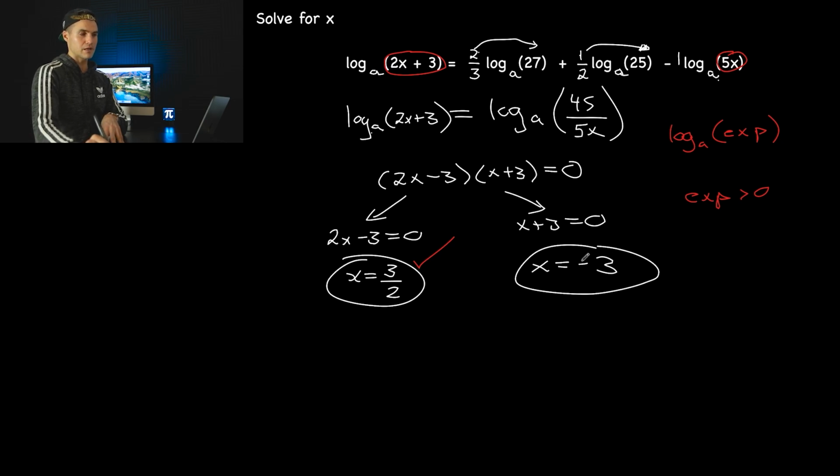But notice if I plug in negative 3, this would give me a negative. This would also give me a negative. Only one of them has to give you a negative for it not to work. In this case, both of them give you a negative. So x equals negative 3, we would discard that as a solution. So the only solution to this logarithmic equation is x equals 3 over 2. And that is the end of the video.